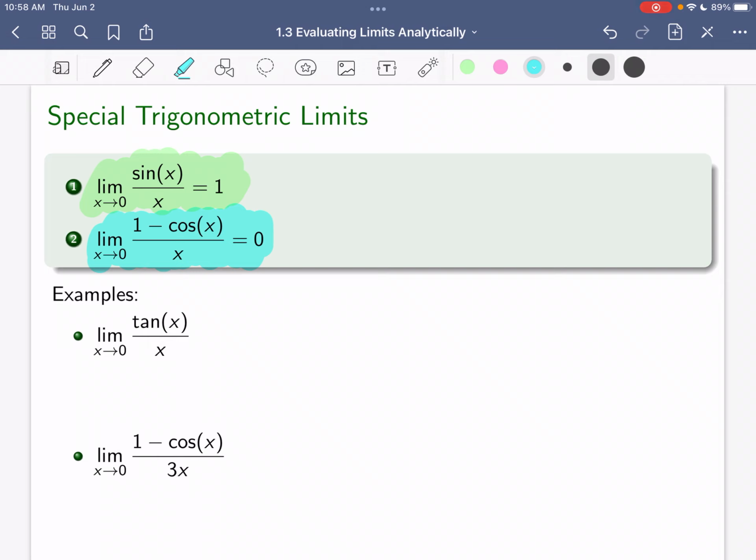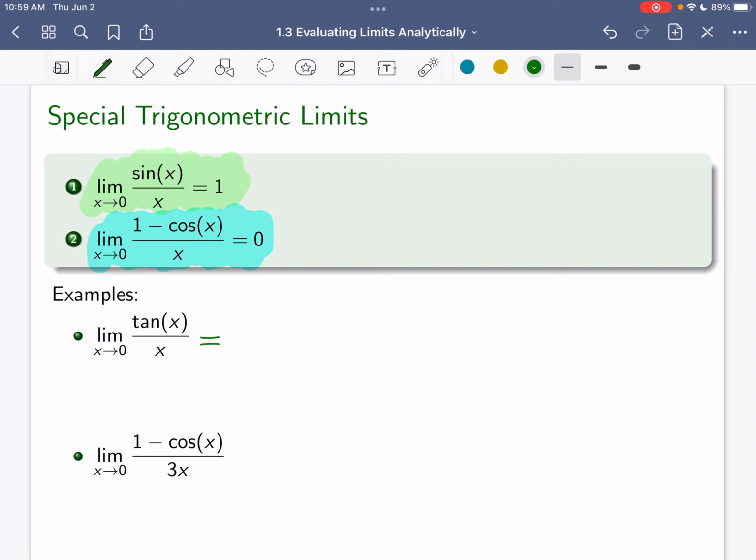If we tried direct substitution, we would get 0 over 0, and how we handle that takes some work. You can look online or in a textbook and find a full proof of that. For the scope of this video, we are just going to accept that those are true and use those properties. So, let's look at how we might apply these two special trig limits in a series of examples.